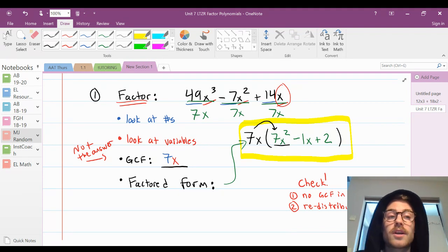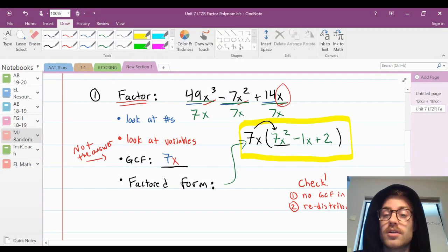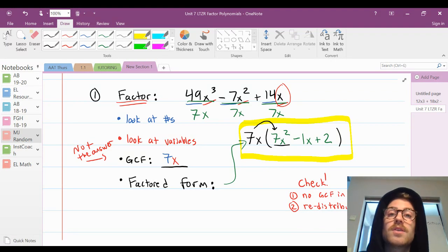There are two ways to check if your final answer is correct. First, look in your parentheses. Do those terms have anything else in common? If they have a common number or common amount of variables, then you have not fully factored. 7, 1, and 2 do not have anything in common. X squared and x have an x in common, but 2 has no x to give, so I know I have factored out everything that I can.